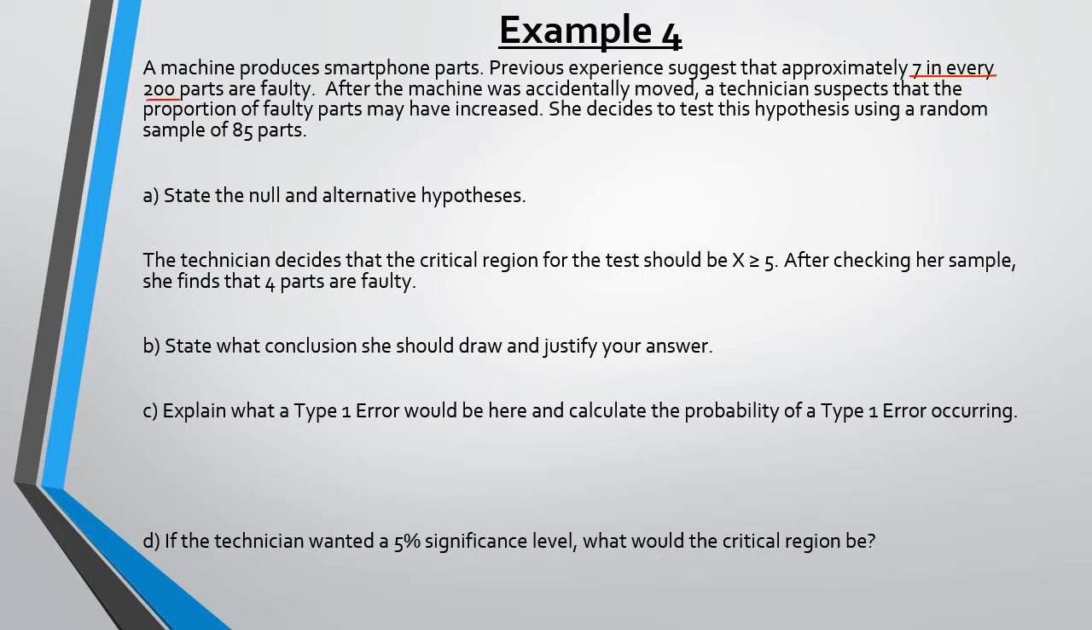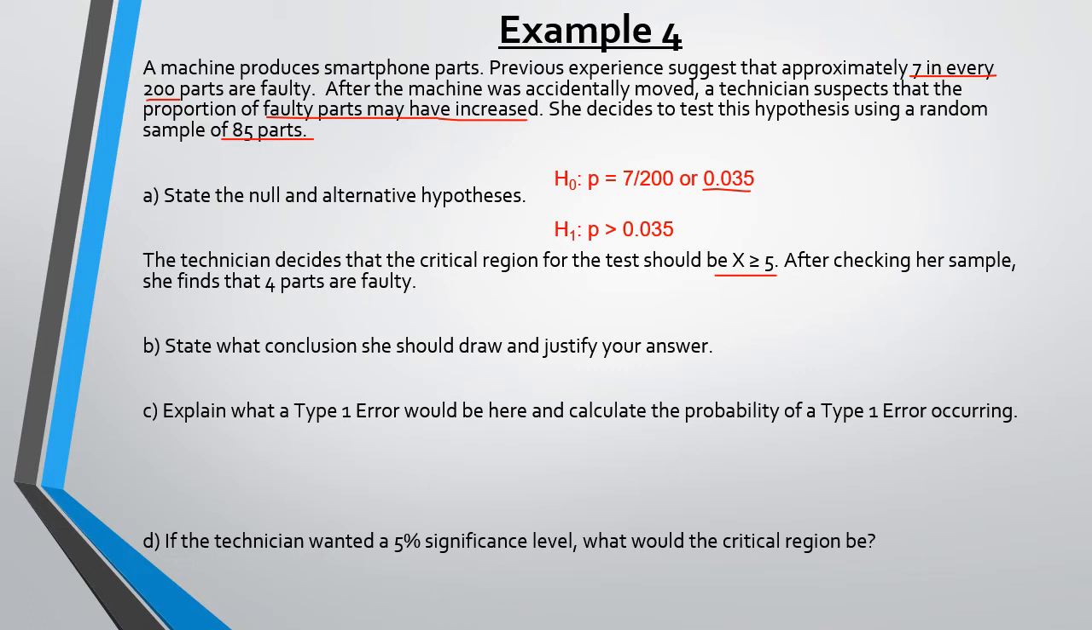After the machine was accidentally moved, the technician suspects that the amount of faulty parts has increased, and you're going to get a random sample of 85. So null hypothesis is that it's 7 in 200, or 0.035. We want to see if it's increased, so greater than. Now the technician decides that the critical region, so when he's rejecting the null hypothesis and saying that it has increased, should be greater than or equal to 5. Alright, so if 5 or more of those 85 parts come out as faulty, then the machine's gotten worse, isn't it? It's increased the amount of faulty parts.